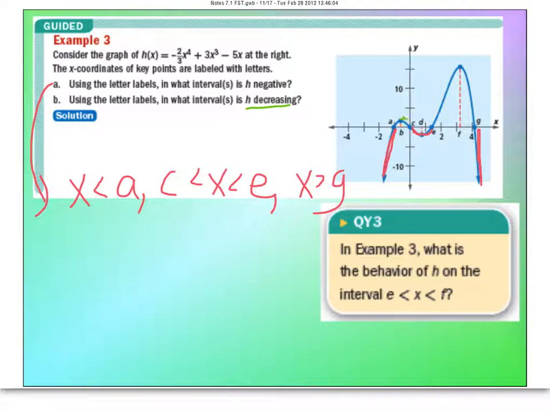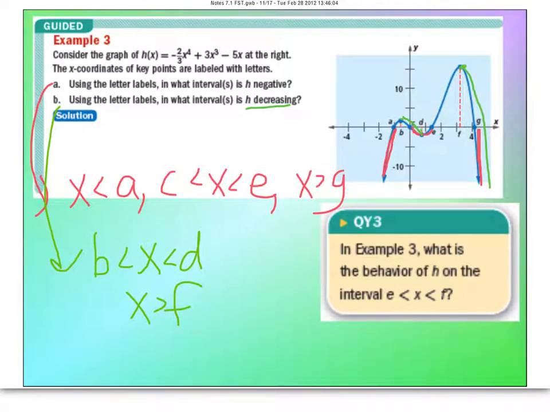So it looks like from here to here, and then from here to here is the decreasing. So I can tell the x's are in between the letter B and letter D. Then the x's are F and anything bigger than F. So let's write this one as the function decreases as x is in between B and D. And then anytime x gets greater than F, because notice the F is there, the x's get bigger, this thing is decreasing. And that's our final answer.